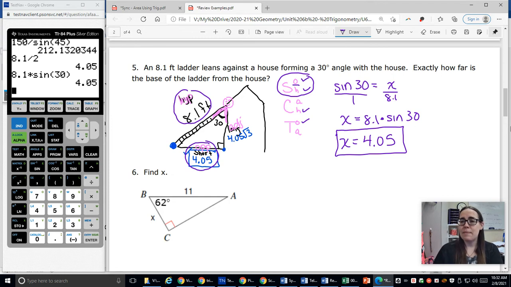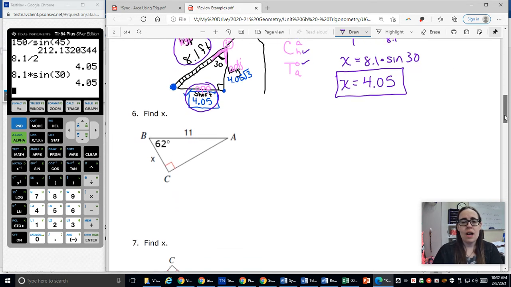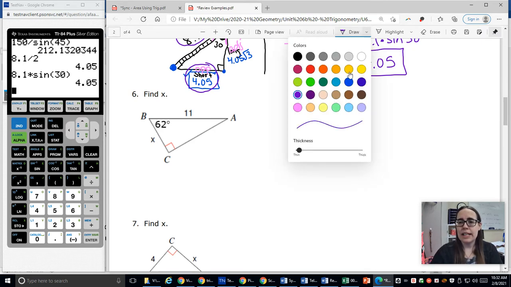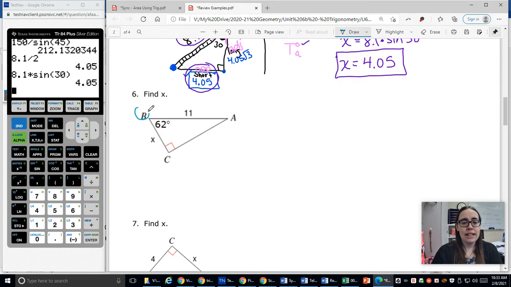Okay, let's look at number 6. Number 6 is just straightforward. I don't have to draw my own picture. They gave it to me. That's wonderful. So let's look at this one. I have my acute angle right here. It's not a special right triangle because it's 62 degrees and I need 30, 60, 90 or 45, 45, 90. So I do have to use trig on this one.